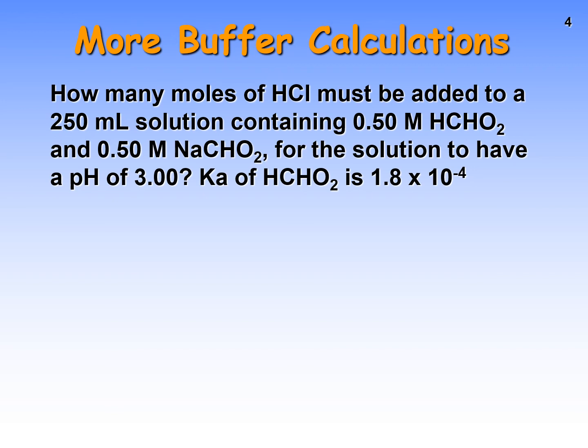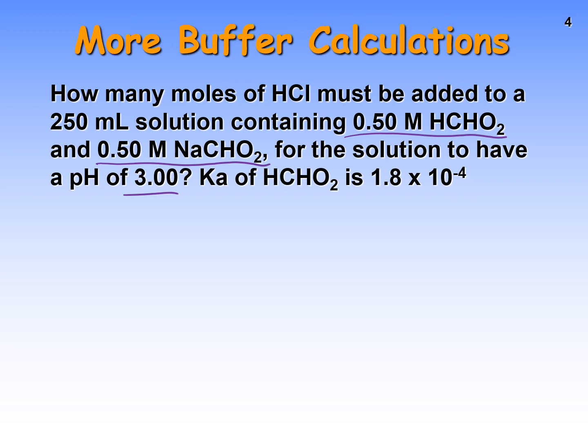So let's do another example problem here, and this will probably be the last problem for this lecture video. How many moles of HCl must be added to a solution that's 250 milliliters containing 0.5 molar HCHO2 and 0.5 molar sodium formate for a solution to have a pH of 3? This is a different problem than the previous one. This is a little bit harder, actually.